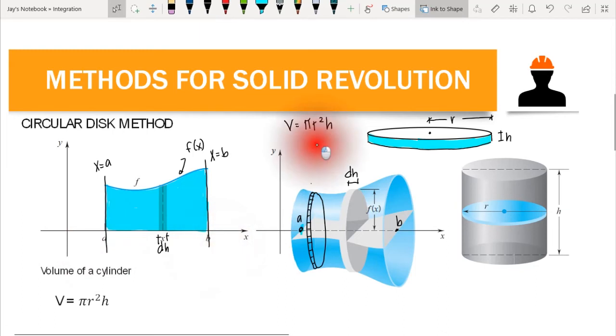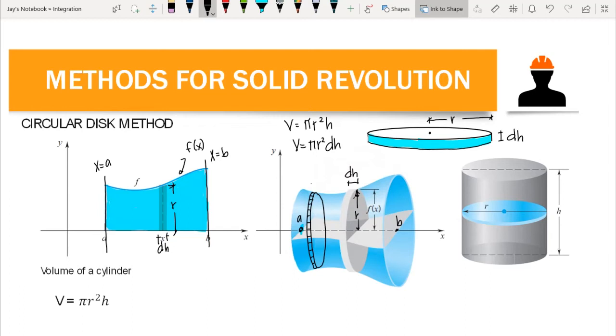Okay, so the same as this one, then we could have our volume equal to pi r squared, then our height here, that is the derivative of the height, that is the dh. Now, we know that if we apply integration, we need to have a function of any variable, function of x or function of y. But looking at the 2D plane, again, this one is the radius of our disk, and this is the height.